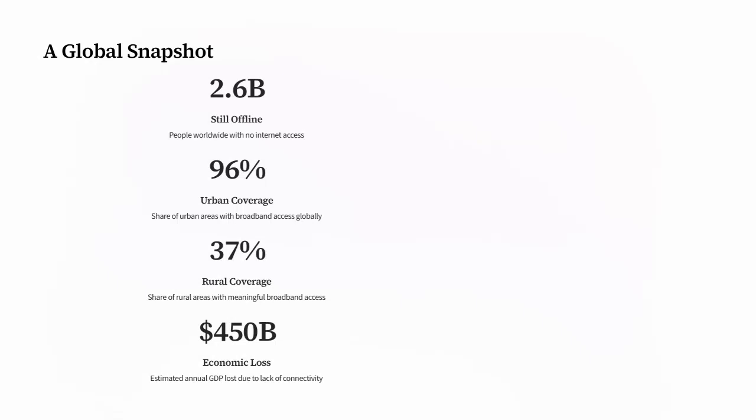This slide shows the global connectivity gap, and the contrast between urban and rural access is especially striking. 2.6 billion people worldwide are still offline, even though broadband reaches 96% of urban areas globally. In rural areas, meaningful broadband access falls to just 37%. This imbalance is more than a technology issue. It limits access to education, healthcare, jobs, and economic participation. The broader cost is substantial, with an estimated $450 billion in annual GDP loss, because people and communities remain disconnected.